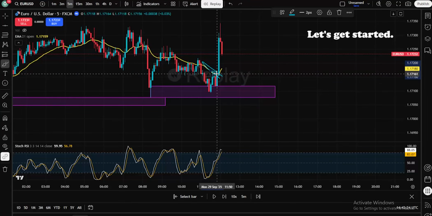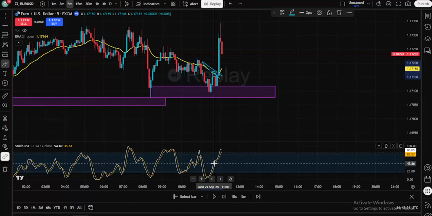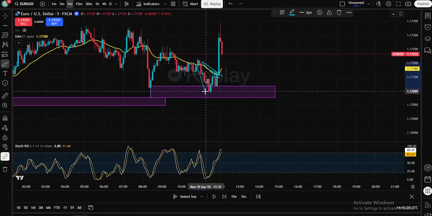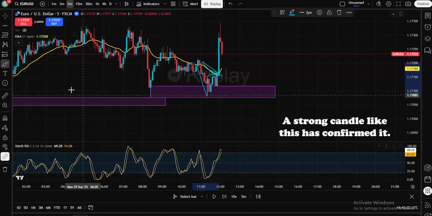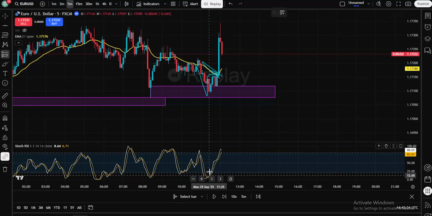Starting the analysis. First, we look at the EMA 21 open source. If its slope is clearly upward and the candles close above it, it is a good sign.